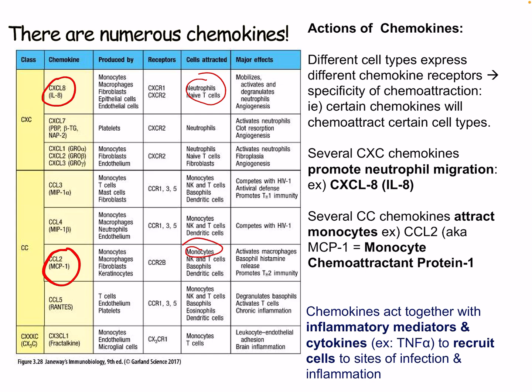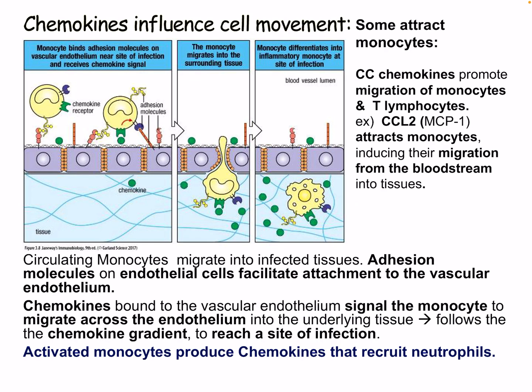MCP1 is involved in monocytes. Several CXC chemokines are involved in neutrophil migration, especially IL-8, that's the main one. Several CC chemokines attract monocytes, like CCL2, or monocyte chemoattractant protein 1. Chemokines act together with inflammatory mediators and cytokines, like TNF-alpha, to recruit cells to sites of infection and inflammation. So some chemokines influence cell movement, as we discussed, and some attract monocytes.